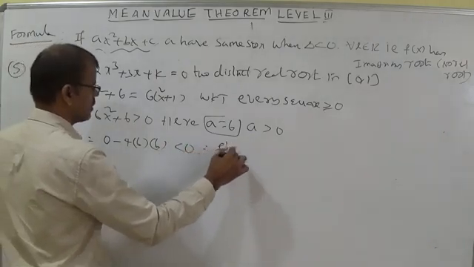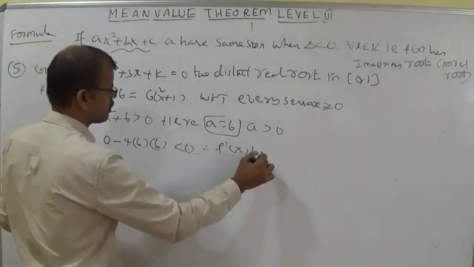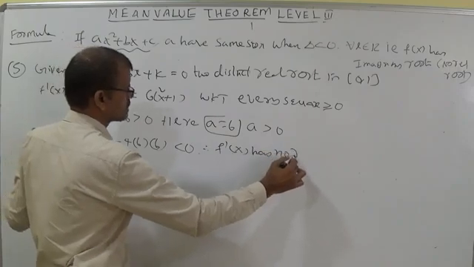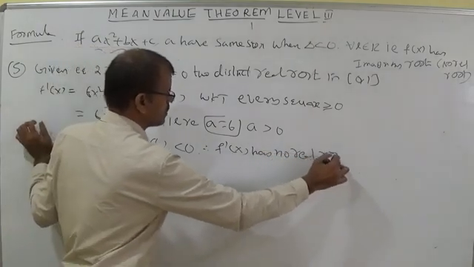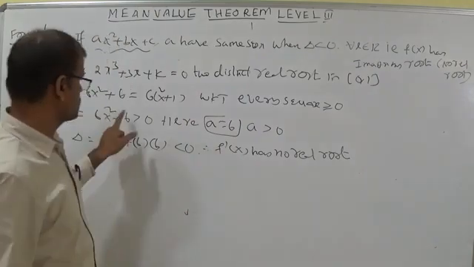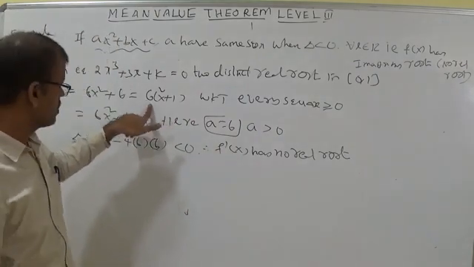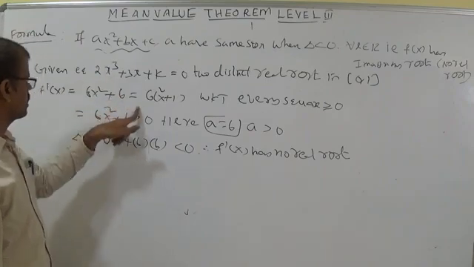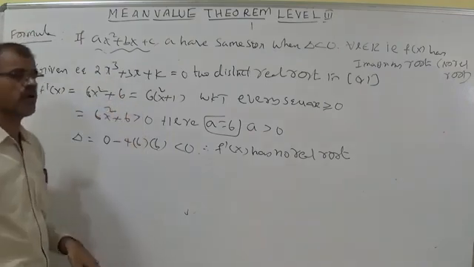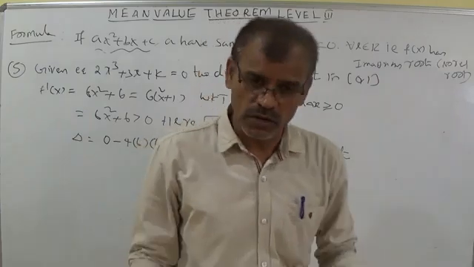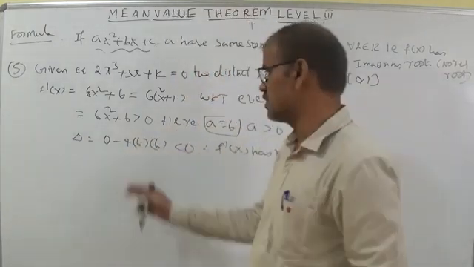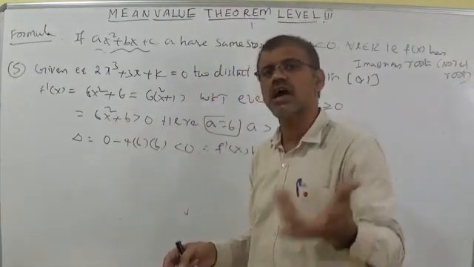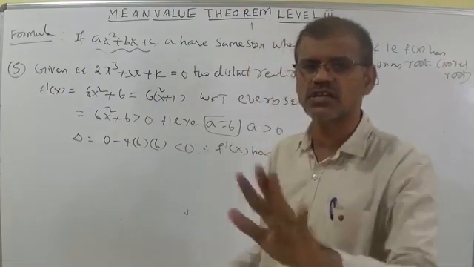Therefore, f dash x has no real roots. Here f dash x is a quadratic polynomial, while f is a cubic polynomial; the cubic polynomial is reduced to a quadratic polynomial. Whenever a quadratic polynomial has no real roots, the roots are imaginary. There is no real root.